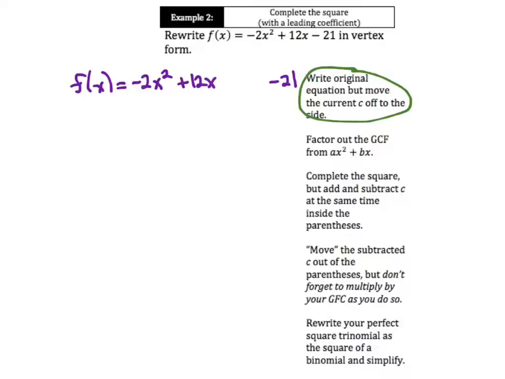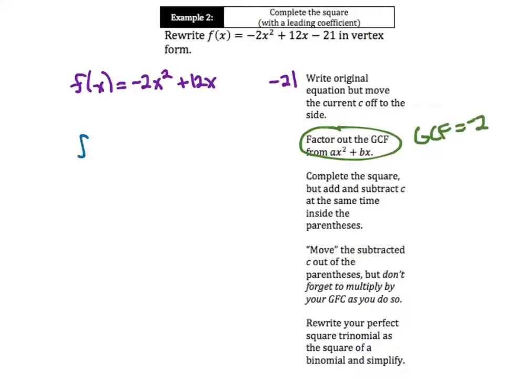Okay. Now, because of that leading coefficient, I can't complete the square yet, right? So I'm going to factor this leading coefficient out. The greatest common factor, I'm going to factor that out. What is the greatest common factor? Negative 2. So I'm going to factor that out.